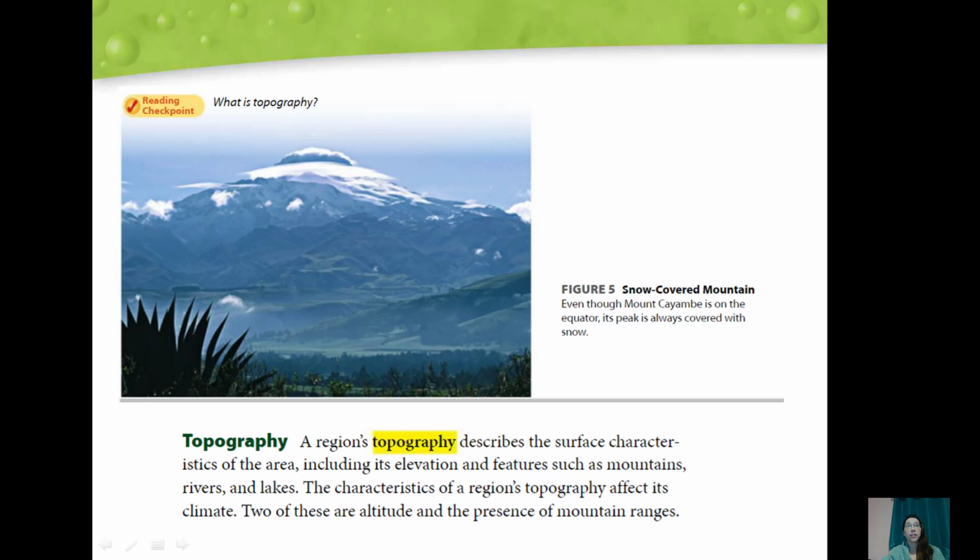First, altitude. Mount Cayambe in South America is located right on the equator. However, its peak is always covered with snow, as are the tops of many high mountains near the equator. In general, the greater the altitude, or elevation, the cooler the air temperature will be. That is why the kinds of plants at the bottom of the mountain are usually not the same varieties as those found higher up on the mountain. Mountain ranges.